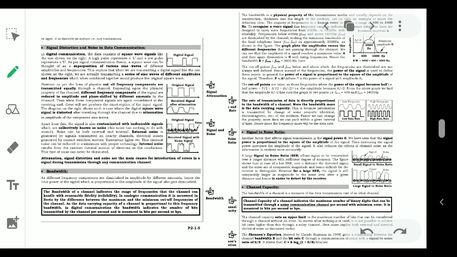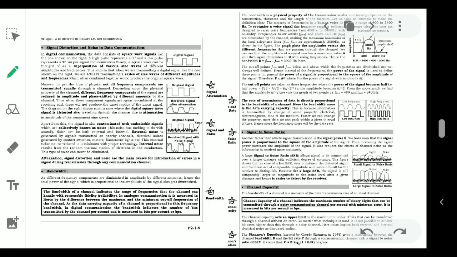So why do we need to learn this bandwidth terminology? The rate of transmission of data is directly proportional to the bandwidth of the channel. The more the bandwidth, the more the data carrying capacity. If the bandwidth, or range, is very big, then it can carry the data smoothly. Now coming to the next one, the signal to noise ratio, or SNR.